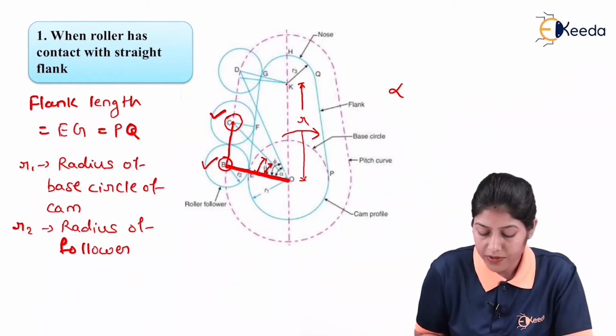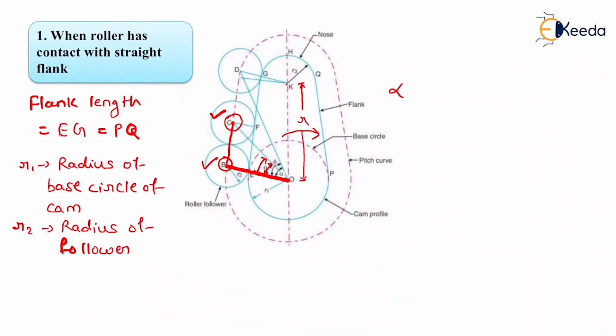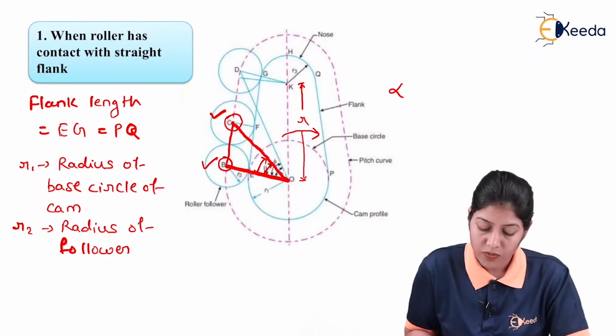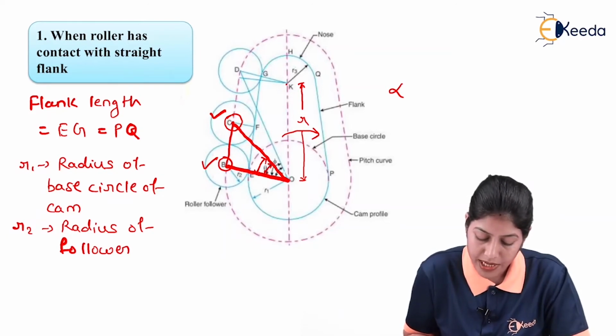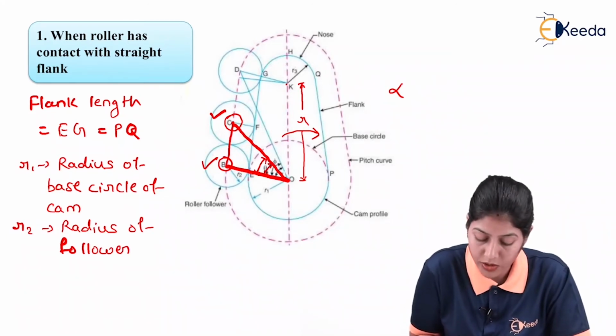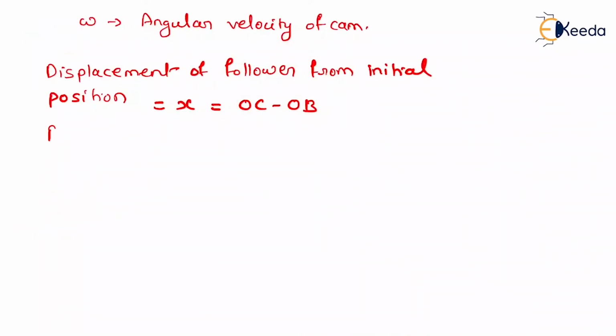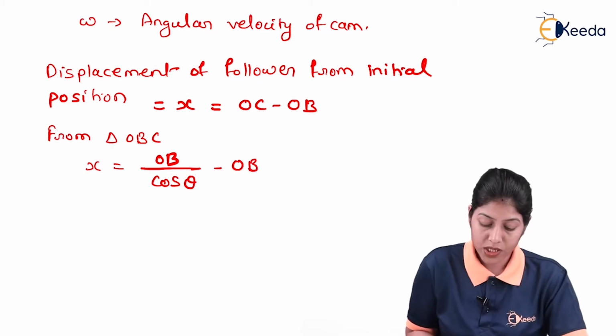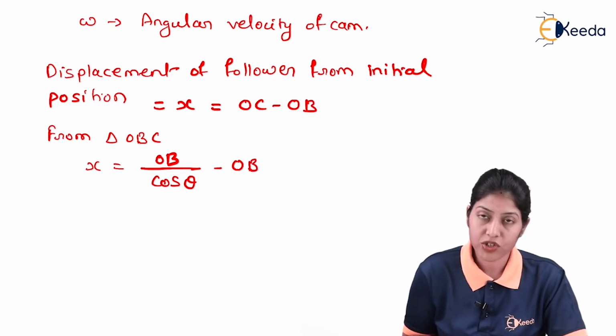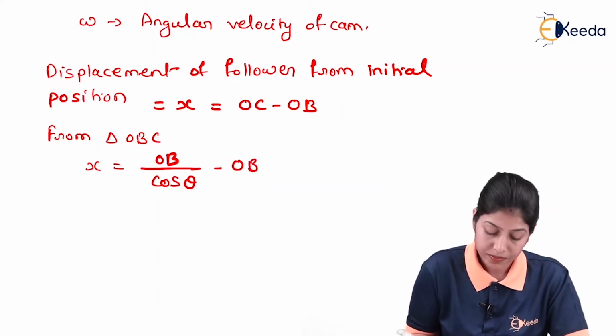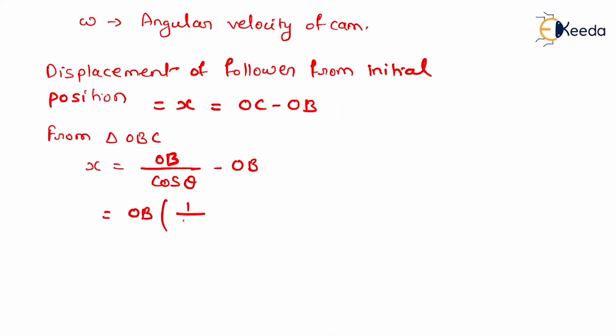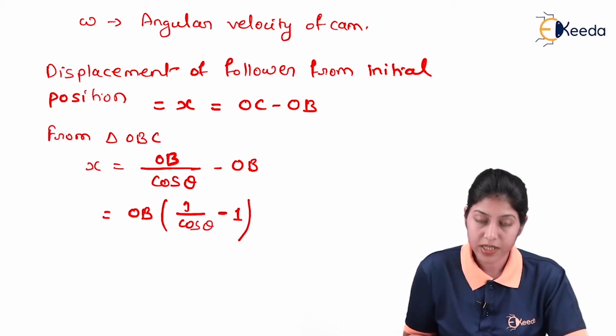So here we have this triangle OBC, and we can define OC and OB with the help of this triangle. If we want to define OC with this triangle OBC, this OC will be OB by cos theta. Now if we simplify this term, it will be OB (1 by cos theta minus 1).